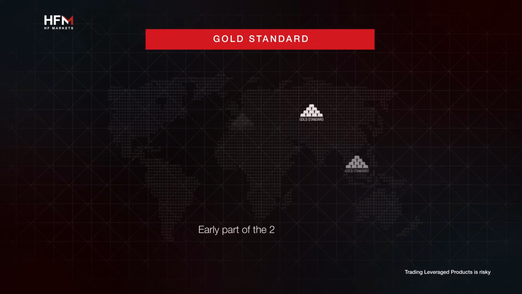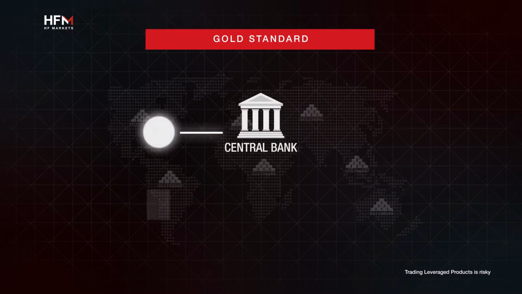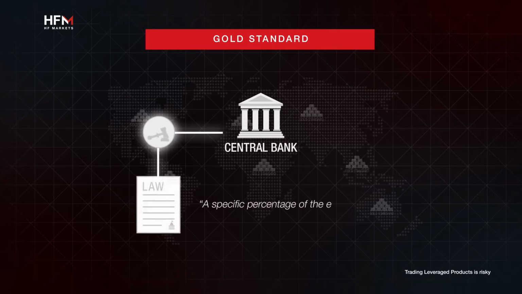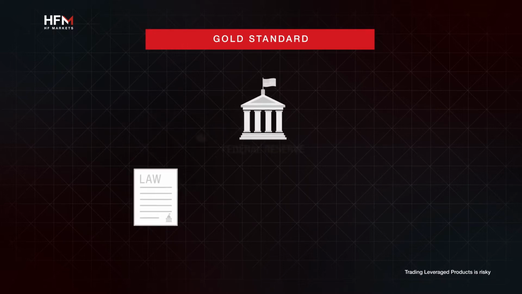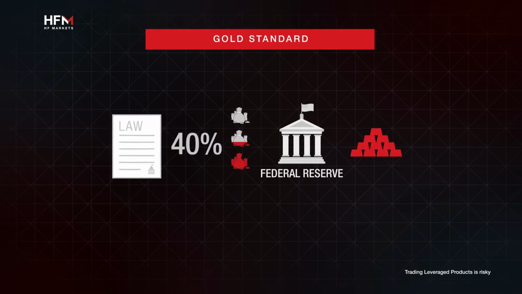In the early part of the 20th century, when the gold standard presided over the world, central banks had to obey a law stating that a specific percentage of the existing money had to be backed with gold. In the United States, 40% of the total money supply was legally forced to be backed by existing gold reserves.